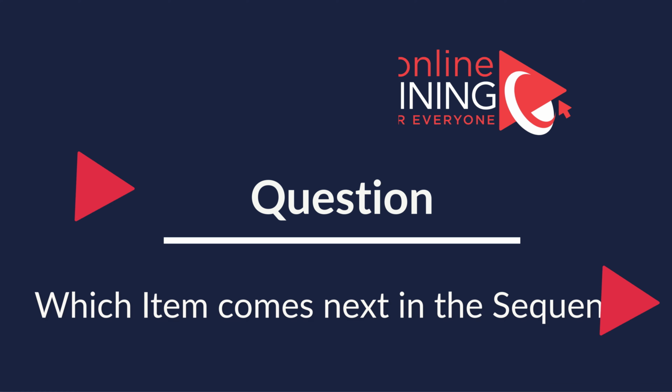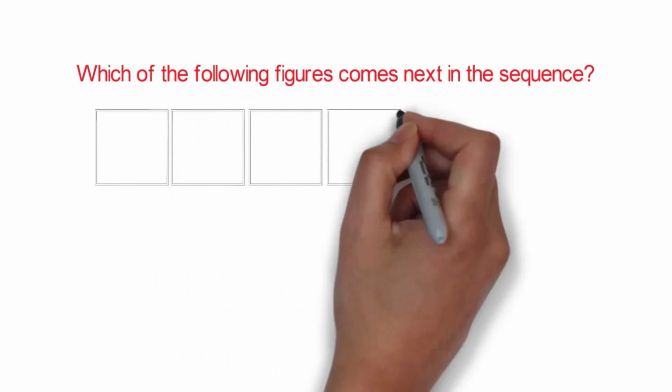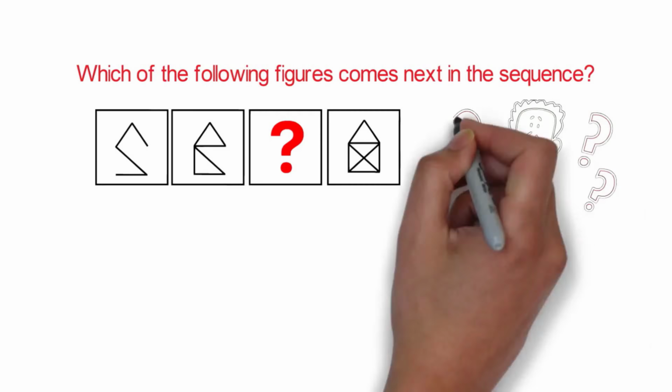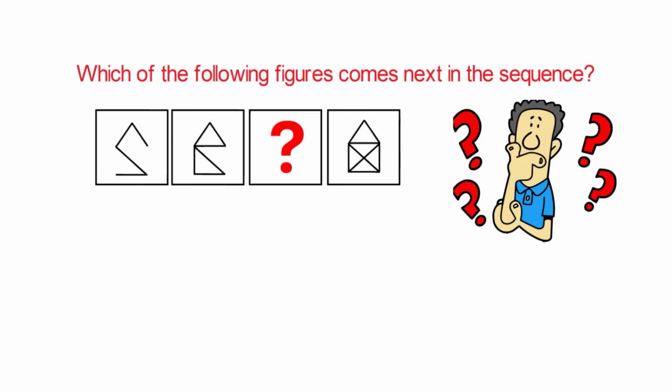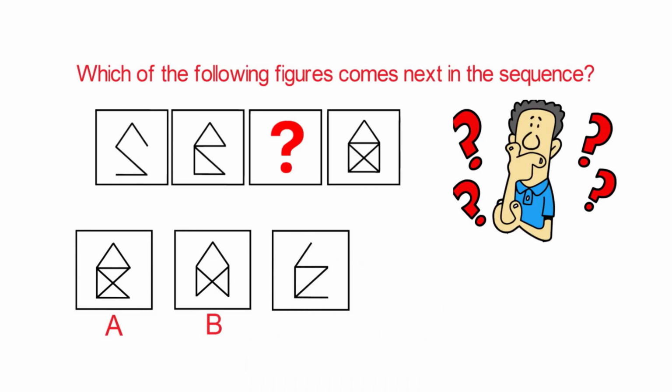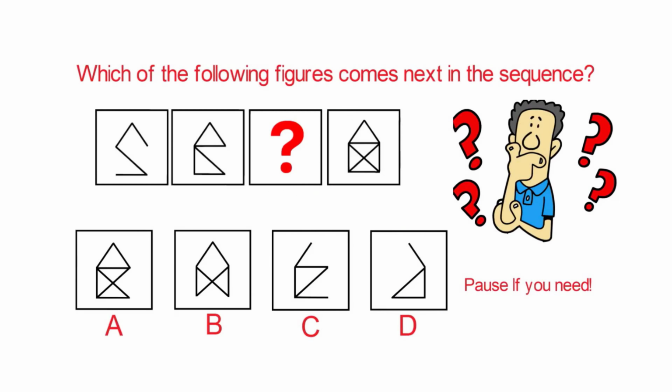Here's an example of an excellent problem that you frequently see on the test. You're presented with a series of shapes, and you need to determine which of the following shapes comes next in the sequence. You have choices A, B, C, and D. Take a close look at this picture to see if you can come up with the answer. Give yourself 10 to 15, maybe 20 to 30 seconds. This is about as much time as you get on the test.